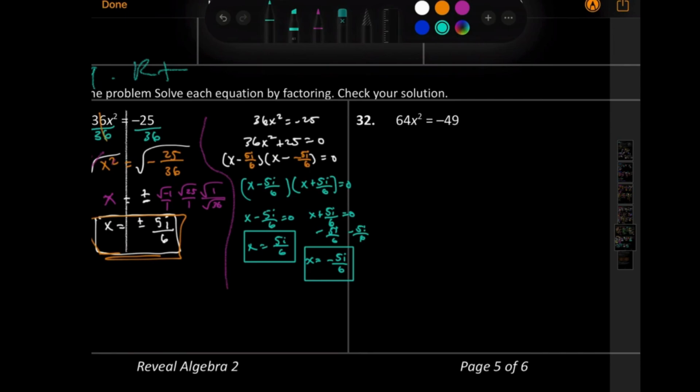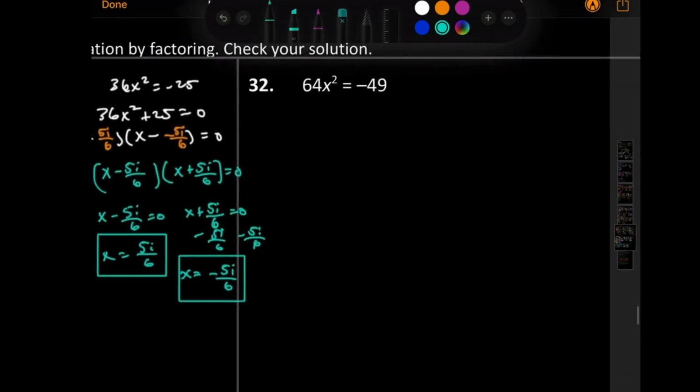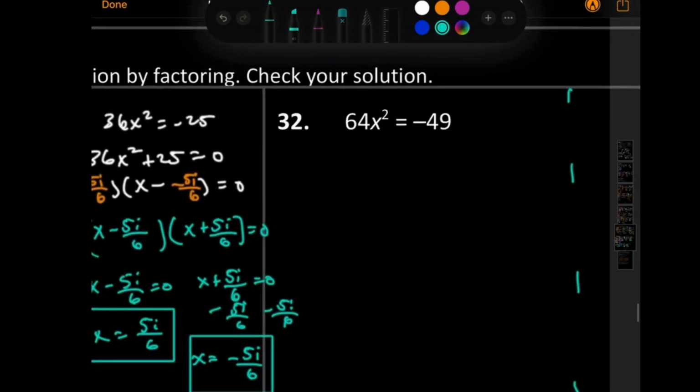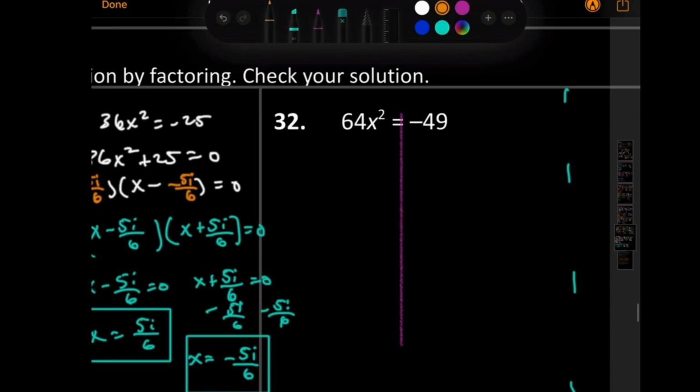Okay, number 32. Again, we're showing you using the square root method. The square root method gets our solutions, and we use the solutions to go back to factored form. Or you can use the difference of squares formula. So I'm going to divide by 64 to isolate. So that equals 1. So I'm going to put x squared equals negative 49 over 64.